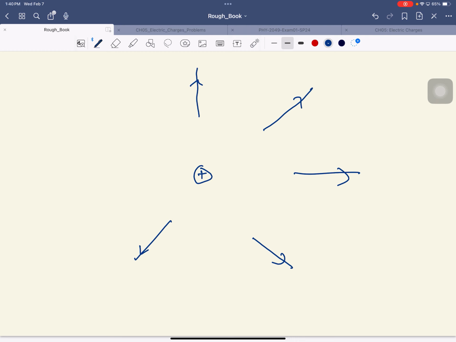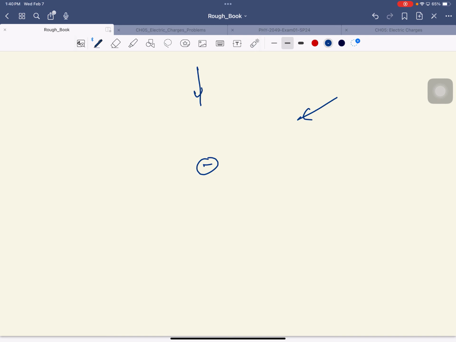And so these are vector fields. And if you have a negative charge, it produces an electric field pointing towards the negative charge. What do you think happens if you have two charges? If you're rich and you have two charges?